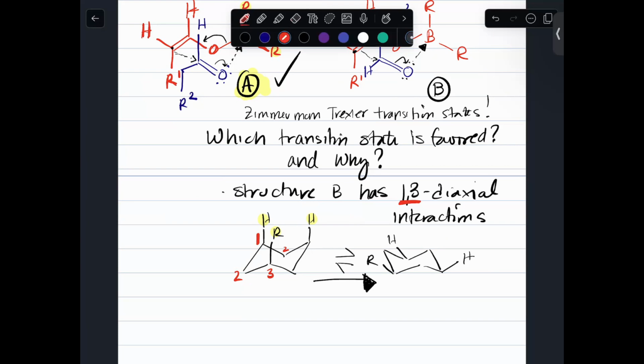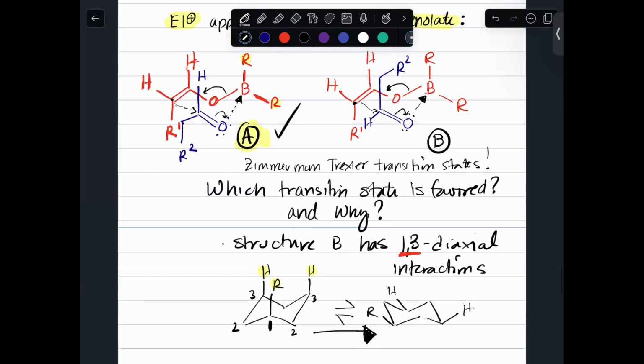You don't necessarily need to start numbering at the carbon I started numbering. If you start here with 1, again, at carbon 3, there's an axial substituent. If I start numbering on the other side, at carbon 3, there's an axial hydrogen. These are known as 1,3 diaxial interactions that aren't favored.